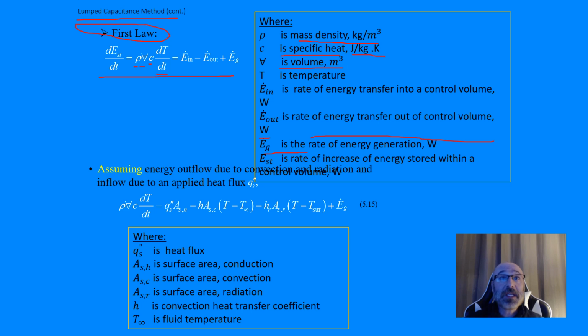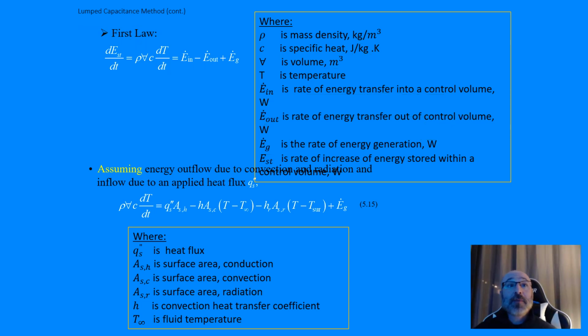Now this is equal to E dot in, the rate of energy transfer into the control volume in units of watts, minus E dot out, the rate of energy out of the control volume, still in watts, plus E dot sub G, the rate of energy generation, again in watts. One thing I would highly encourage you to do with any of these problems, especially as we're plugging one equation into another, is double check your units. Do your unit analysis, make sure things cancel out, and end up with the correct units that you would expect.